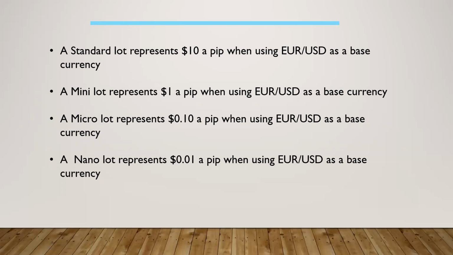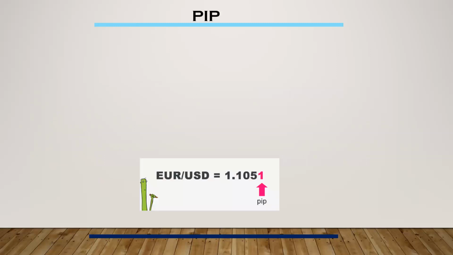So when you are actually trading Euro USD, the standard lot represents $10. The mini lot represents $1. The micro lot represents 10 cents, and the nano lot represents 1 cent. Put that in mind. So now how do you know your pip?